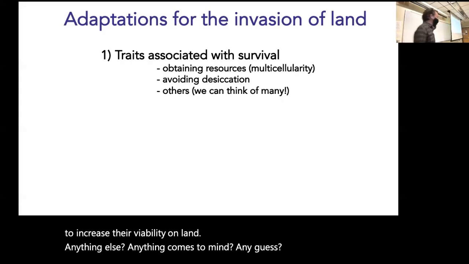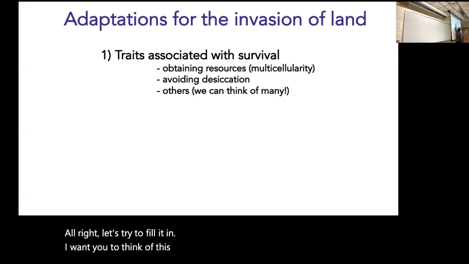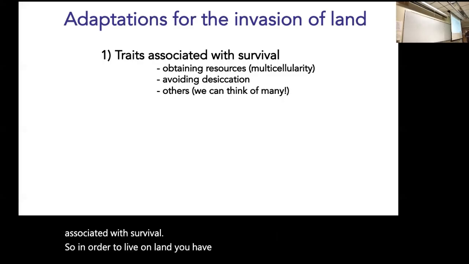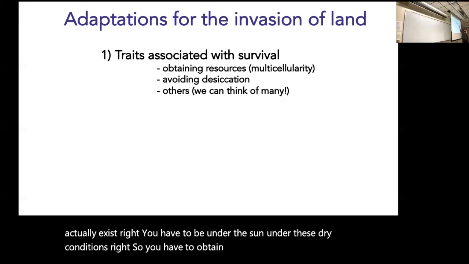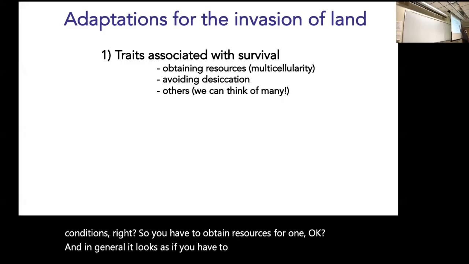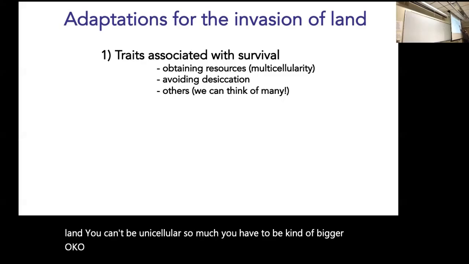All right, let's try to fill it in. I want you to think of this as having to do with traits associated with survival. In order to live on land, you have to survive on land. You have to actually exist, right? You have to be under the sun, under these dry conditions, so you have to obtain resources, for one. And in general, it looks as if you have to be kind of big to do that on land. You can't be unicellular so much. You have to be bigger. So multicellularity was key.